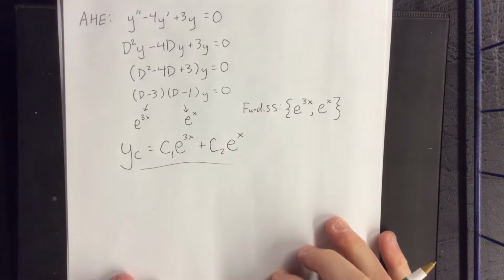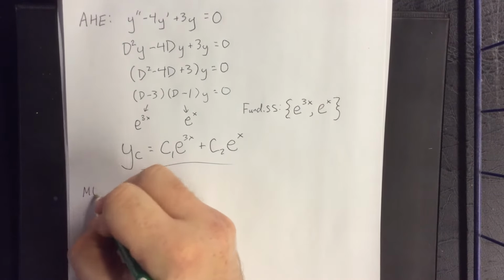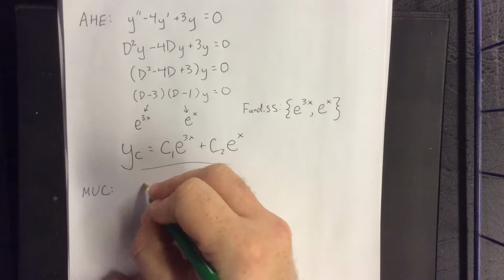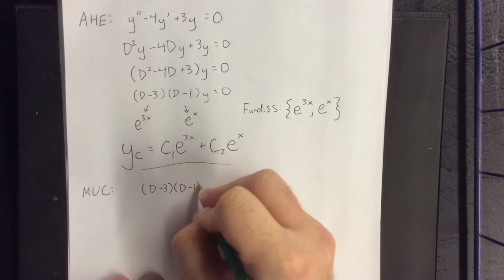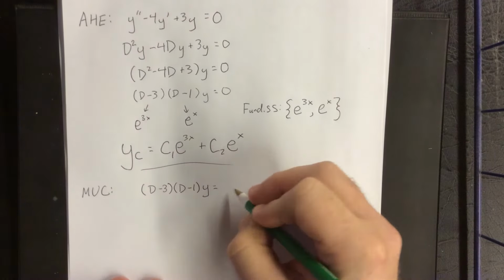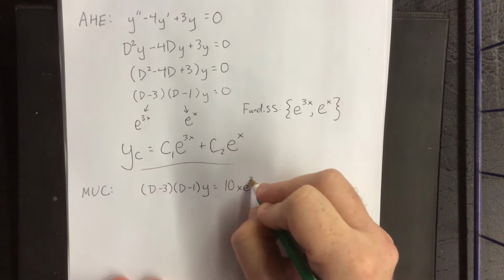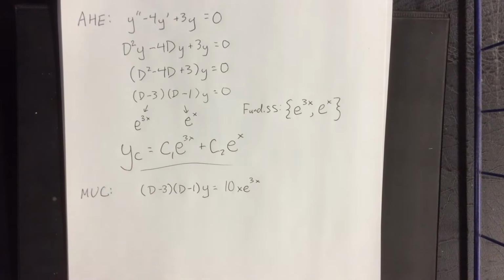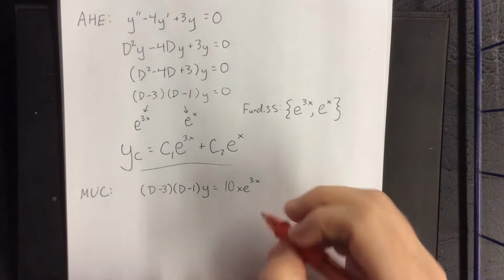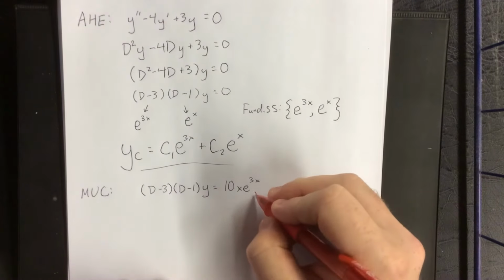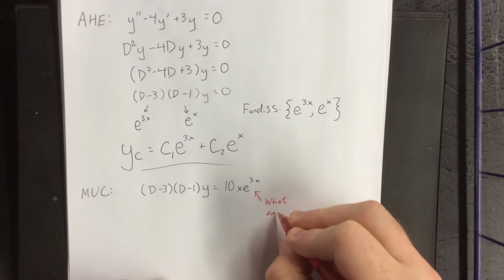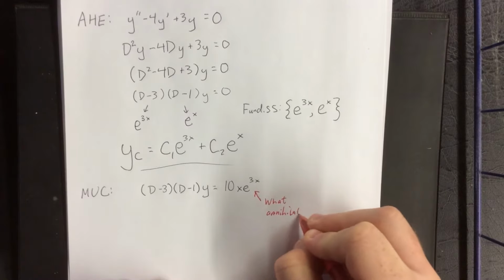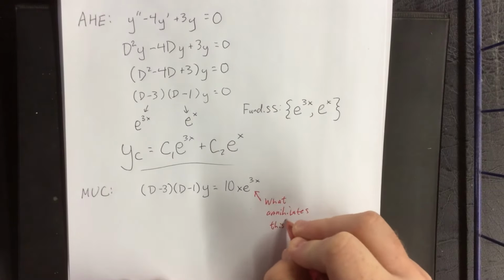I think today we're going to use annihilators and the method of undetermined coefficients. So with that in mind, let's head back to the original differential equation that is already in its factored form. Already got the annihilators going on. So with that in mind, for the method of undetermined coefficients, the question that you get to ask yourself as part of this process is, what annihilates this?